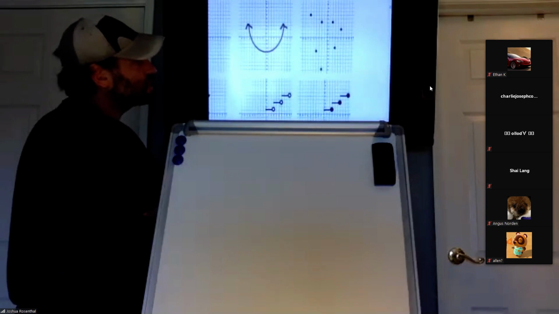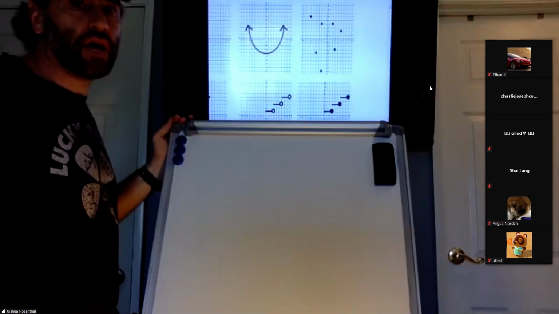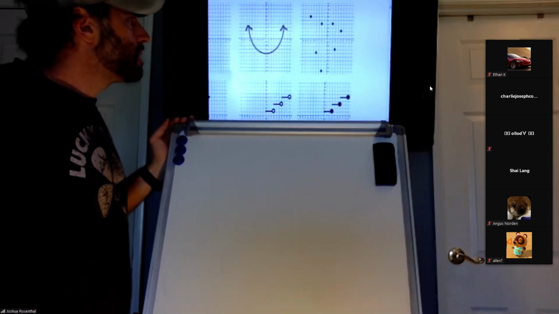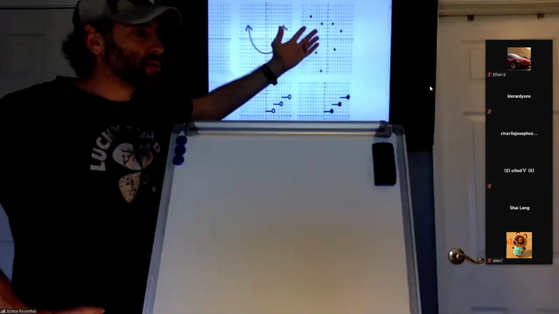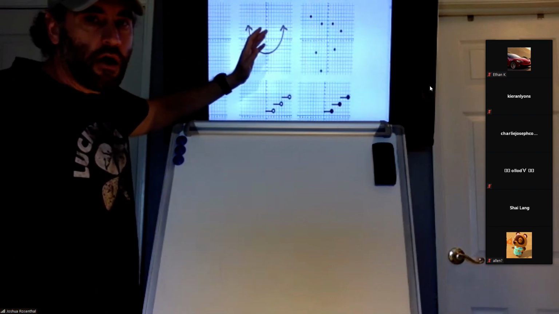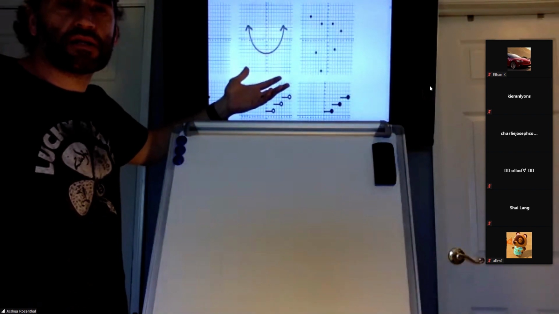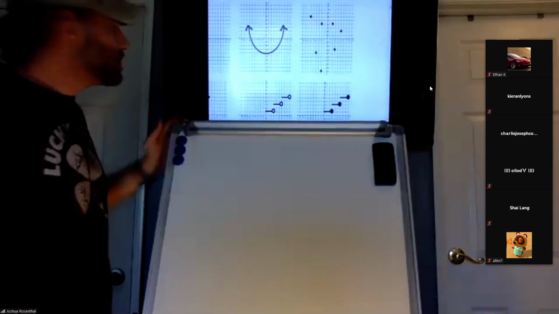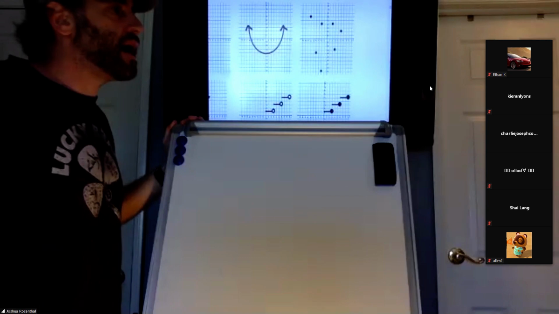Okay, let's move over here. What about just a bunch of dots? By the way, is a bunch of points a relation? Yes, a relation is a set of points. All of these are a set of points. Whether the points make a pattern or not doesn't matter. So all of these are relations, but some relations are functions and some are not.